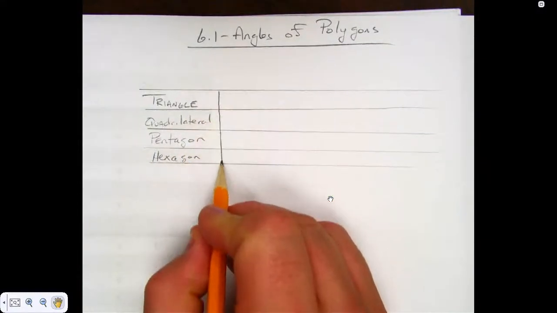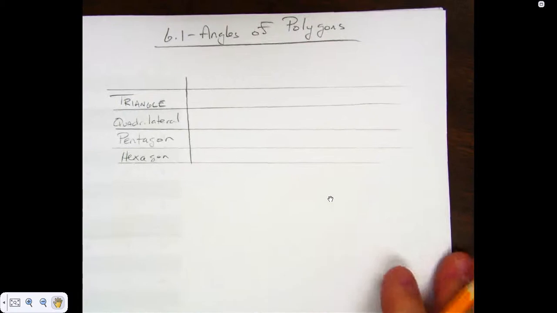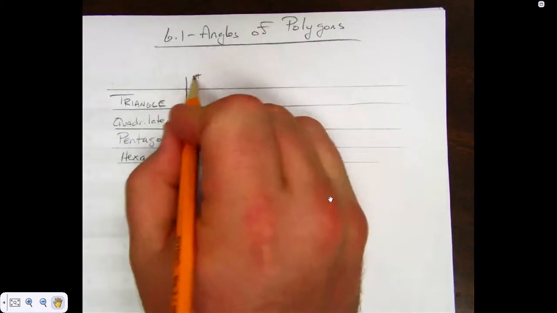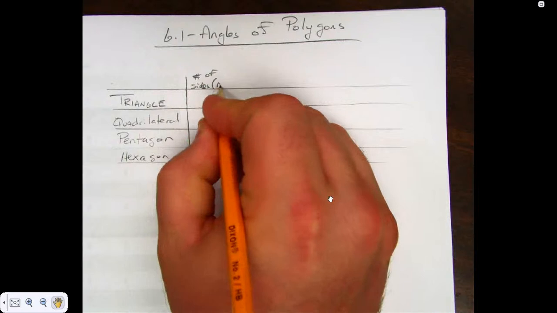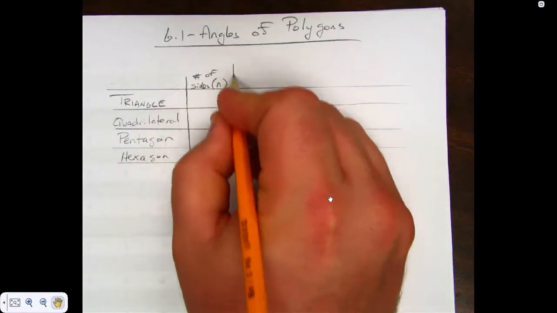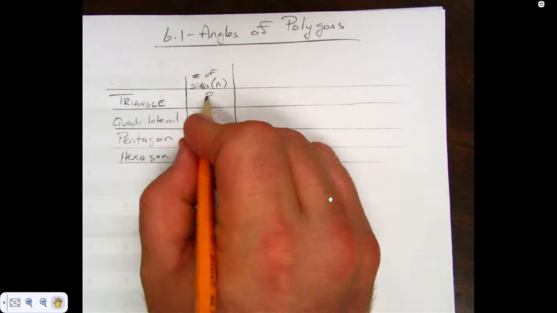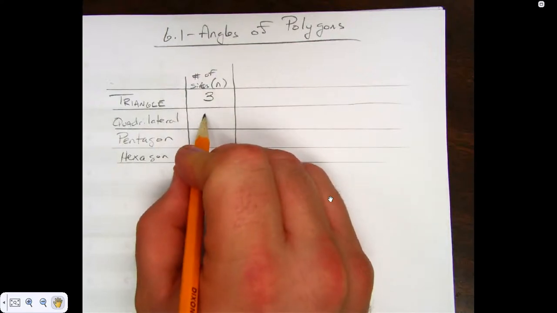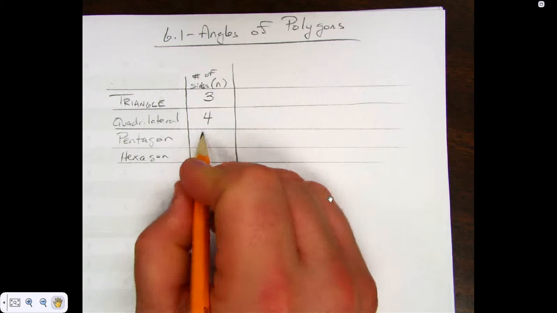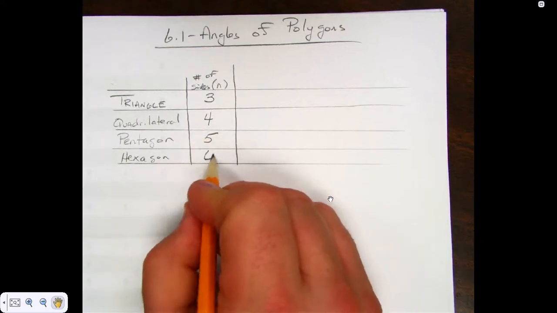How do I classify these? What separates one from the other? Number of sides. And this is usually denoted with the letter N. How many sides does a triangle have? How many sides does a quadrilateral have? How many sides does a pentagon have? How many sides does a hexagon have? Okay.